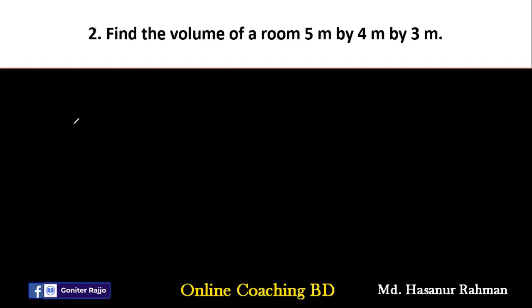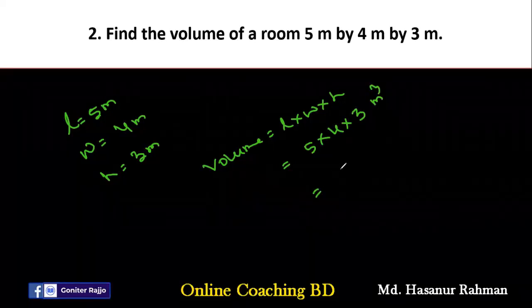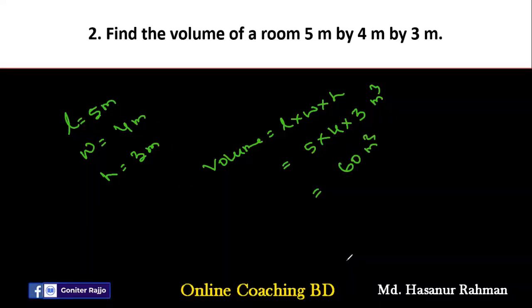Number 2 says find the volume of a room 5 meter by 4 meter by 3 meter. Similar problem here. Length L equal to 5 meter. Width or breadth W equal to 4 meter. And height H equal to 3 meter. We know that the volume is equal to length multiplied by width multiplied by height. By using this formula, we can easily solve it. 5 multiplied by 4 multiplied by 3 meter cube. 5 4 20, 20 multiplied by 3, that will be 60. 60 meter cube will be the final answer.